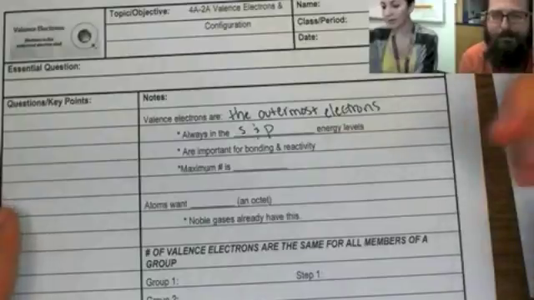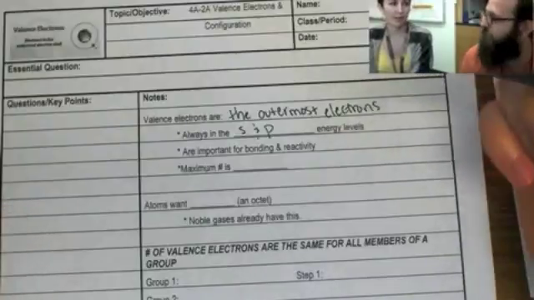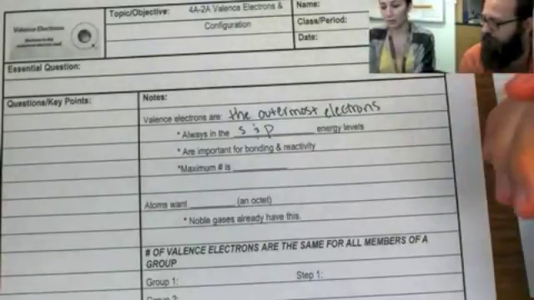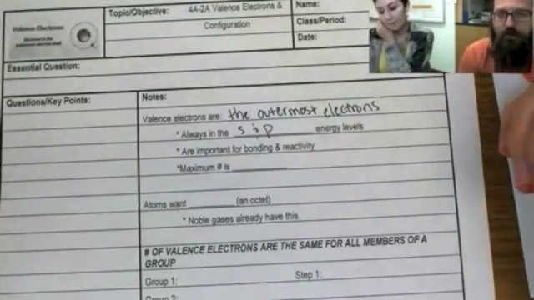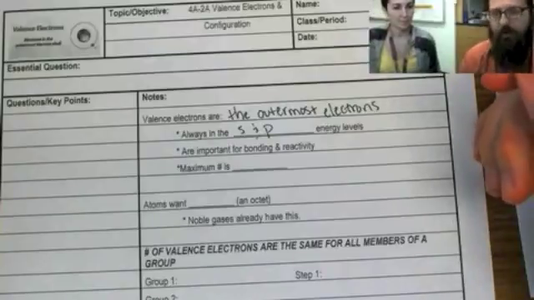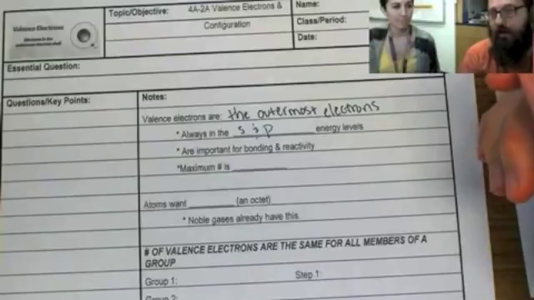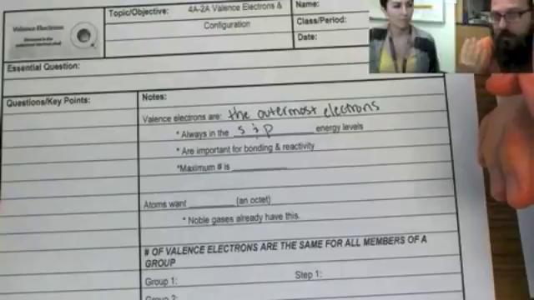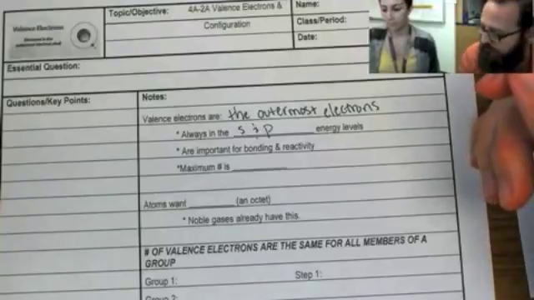What they're for is bonding and reactivity. Those are the electrons that have all the action. They do all the work in an atom. They're on the outside, so they're the ones that come into contact with other atoms. You can kind of think about it as being like your skin. Whenever you meet somebody new, it's what's outside, it's what they see. So that's kind of how they respond to you.